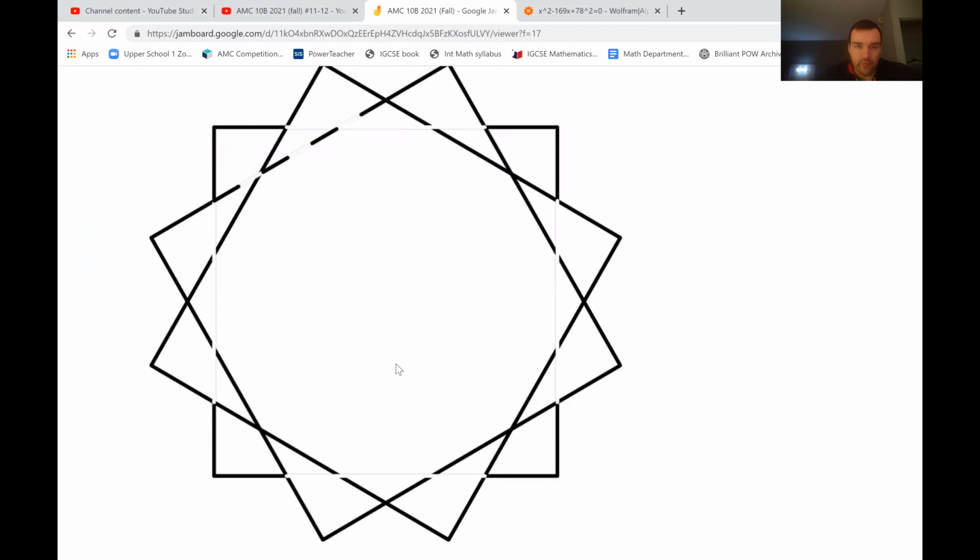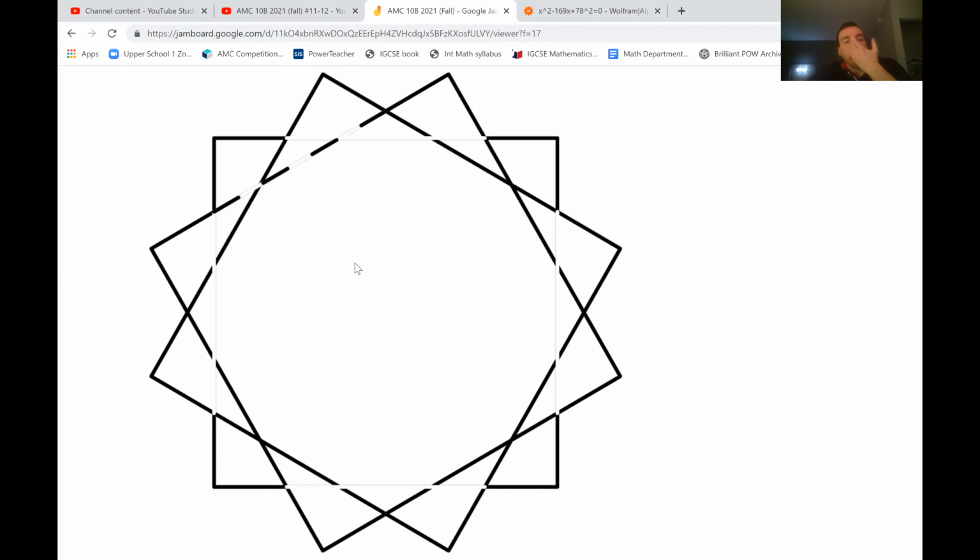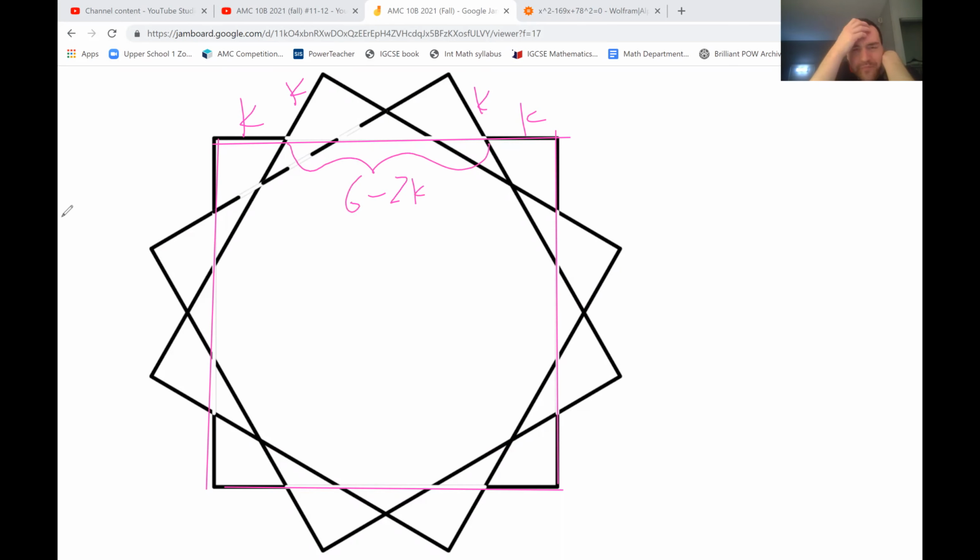All right, so let me walk you through my thought process here, right? What we know is that each of these side lengths is 6. So this whole side length here is 6, and this whole side length is 6, and this whole side length is 6, and this whole side length is 6, right? So using some symmetry, I called this length here k, which meant that this is equal to k, and this is equal to k, and this is equal to k, right? Which means this little piece in here would be equal to 6 minus 2k, right?